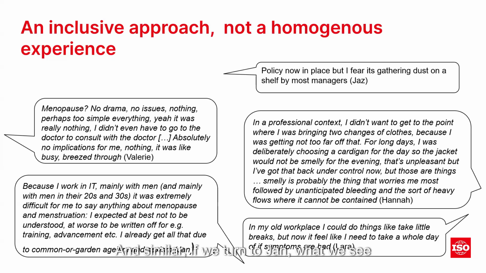And similarly, if we turn to Jan, what we see there is that in a particular workplace, because of the gender ratio, she feels that it's difficult to say anything. She's also worried about the consequences of saying something. It doesn't provide a safe and affirming place where there can be a solutions-orientated approach to how she can be supported. And then finally, we have Valerie and Hannah, who have very different experiences. Valerie breezed through menopause. I think that's probably the menopause that everyone wants, didn't have to do anything, compared to Hannah, who had quite significant symptoms, particularly with flooding, which is sudden and quite significant bleeding.